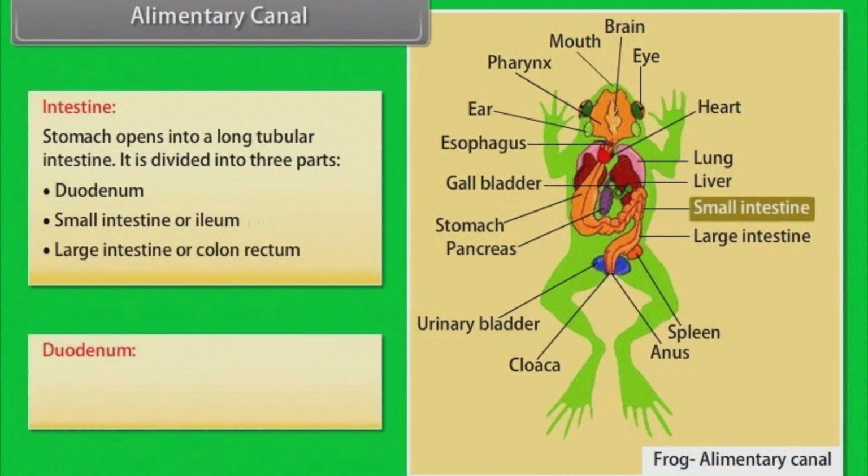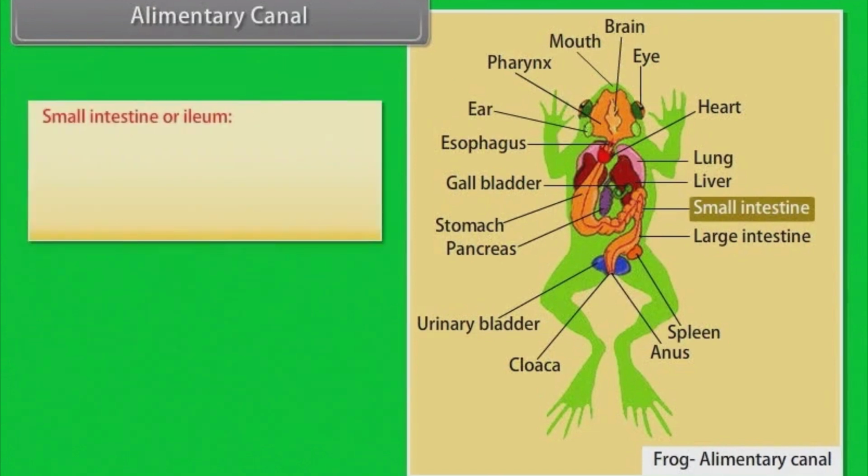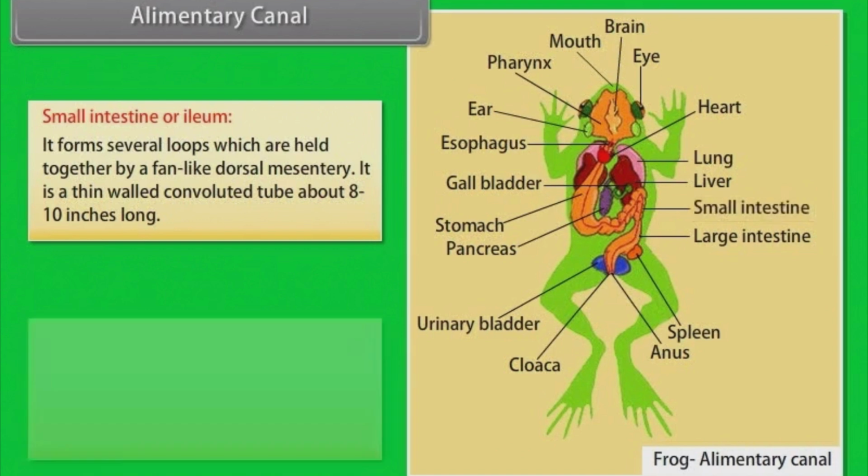Duodenum. It is the anterior U-shaped part of the intestine. It lies parallel to the stomach. Small intestine or ileum. It forms several loops which are held together by a fan-like dorsal mesentery. It is a thin-walled, convoluted tube about 8 to 10 inches long.